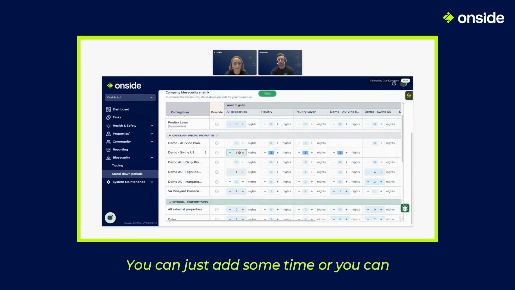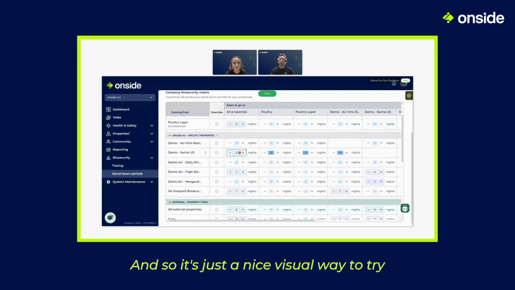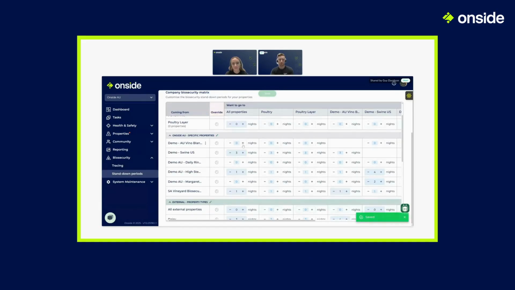You can just add some time, or you can remove some time, and you can see there's blue highlighting beyond here. That's just to show inherited values, because if you set a rule here that says from the Swine US property to all properties, there's a 3 night stand down. That means that all properties, including these ones, all inherit that same rule. So it's just a nice visual way to show you where some of that stuff's coming from, and you don't have to set every rule independently. It can just inherit rules from some of your more global rules that you've set up.